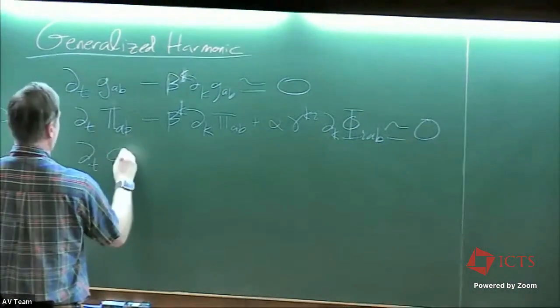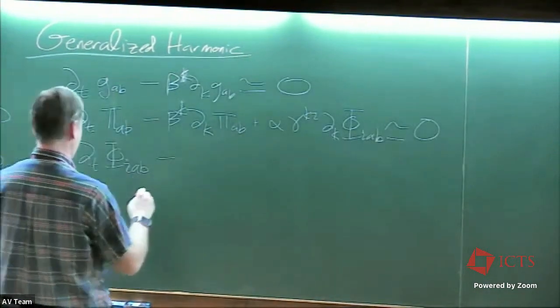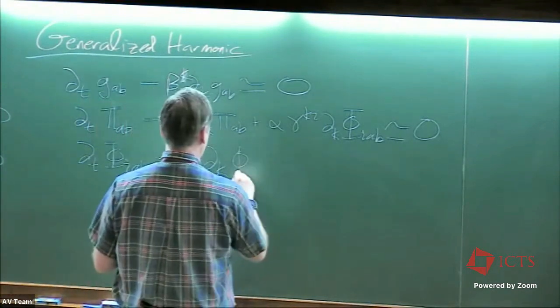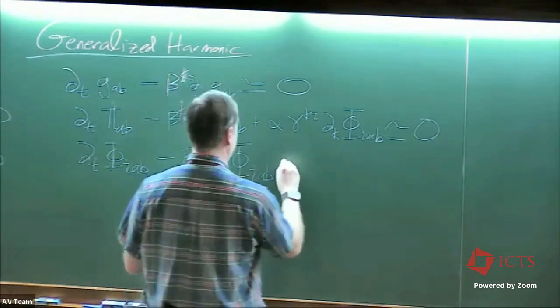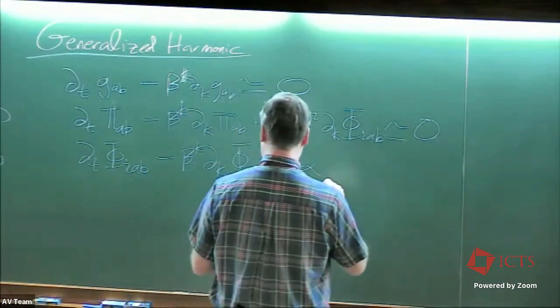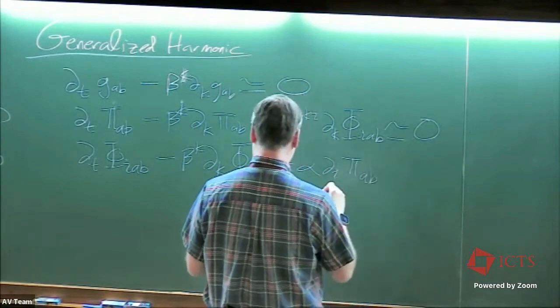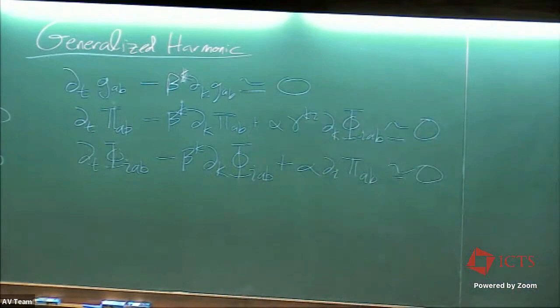And then there's an equation for Phi_iab, and its time derivative minus the shift dotted into the derivative of Phi_iab plus the lapse times partial i Pi_ab is equal to 0. Just give me one second here. I just need to get my reading glasses for this.